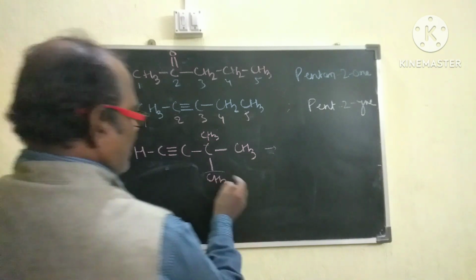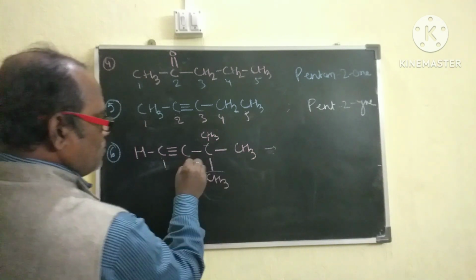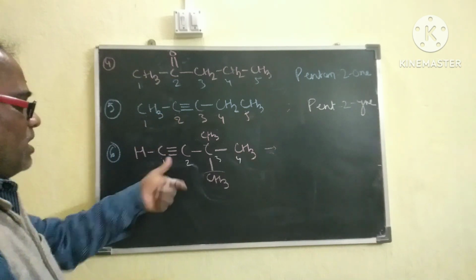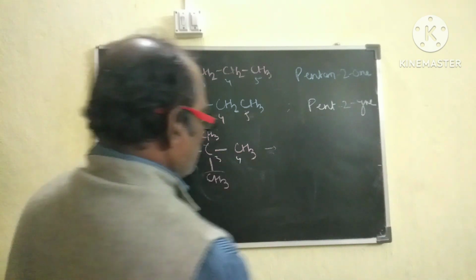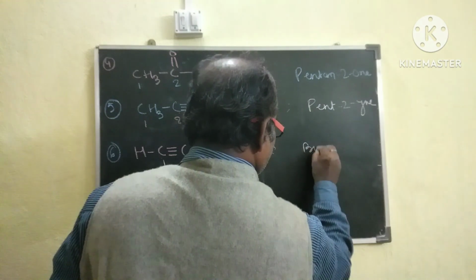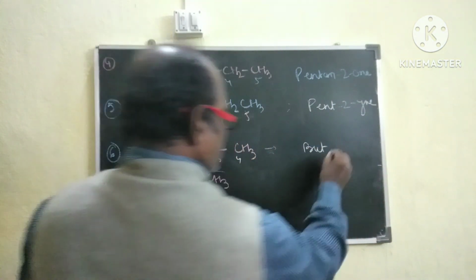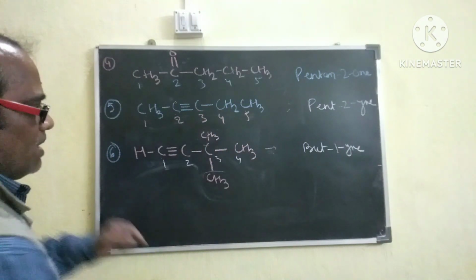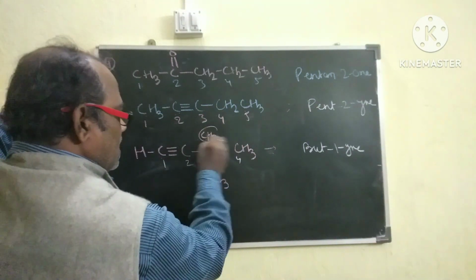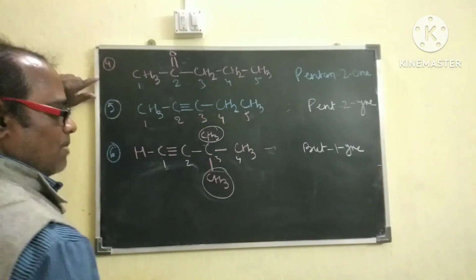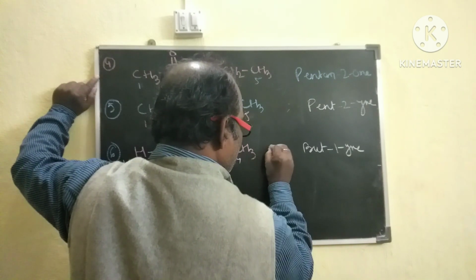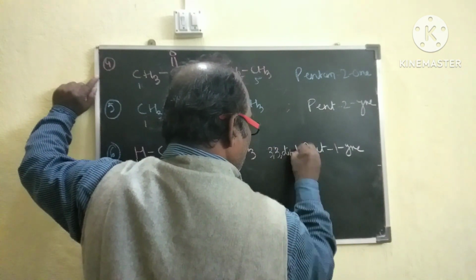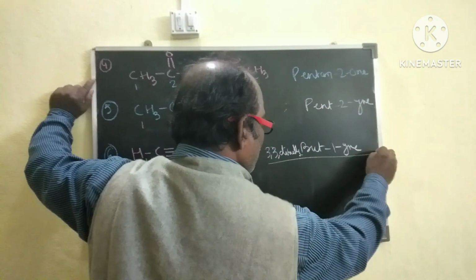Next let us go with this. Here the number of carbon atoms is 4: 1, 2, 3, 4. The bond is on the first carbon atom, so but-1-yne, and here we can see on the third carbon there is a methyl and one more methyl, that is dimethyl. So we are going to write 3,3-dimethylbut-1-yne.